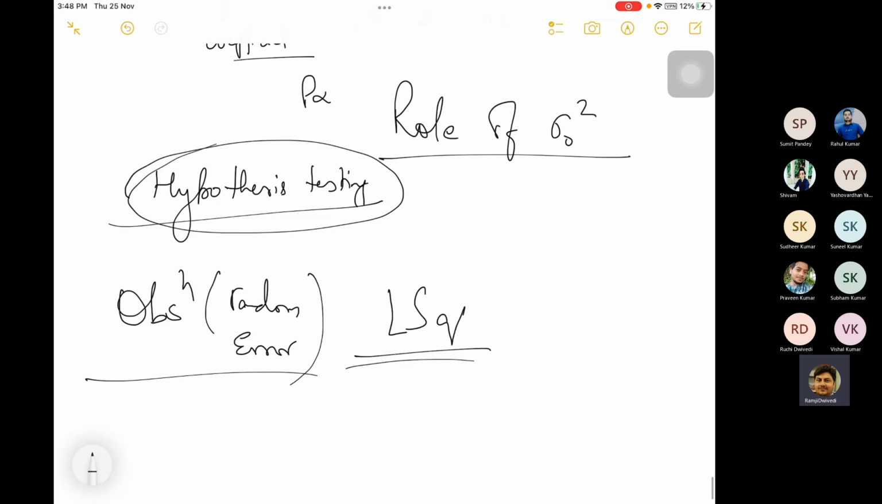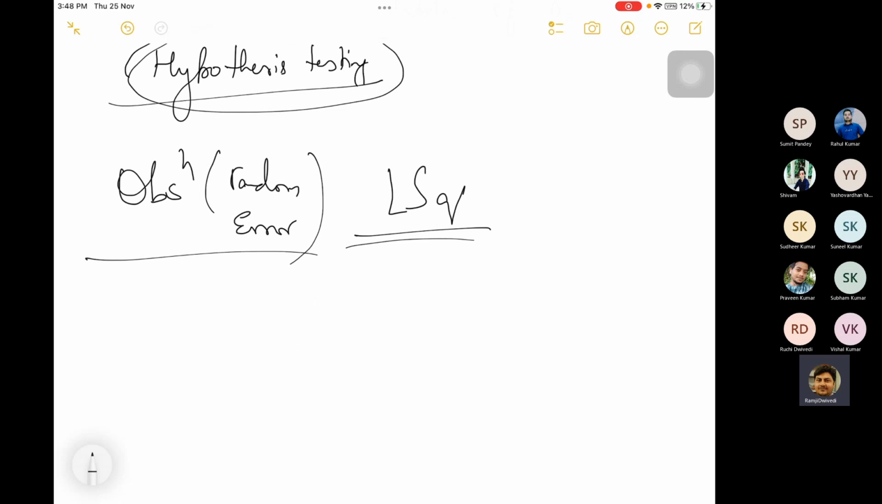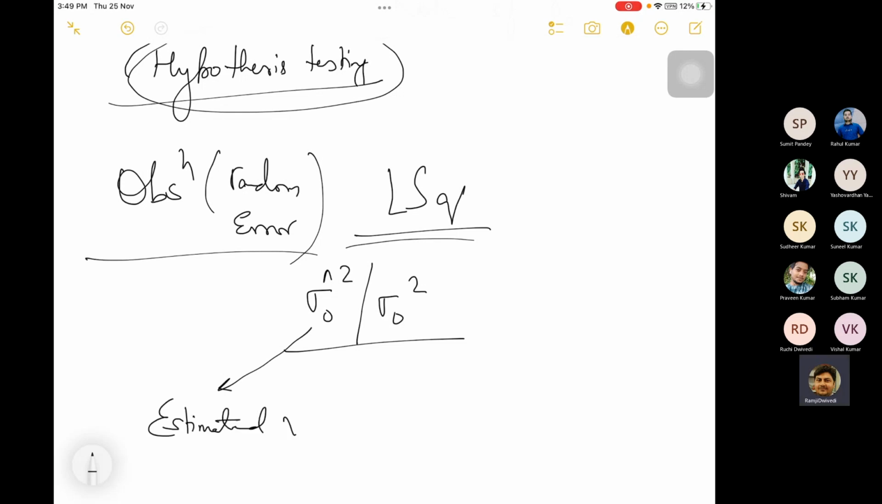So what we do in our least square assessment, we generally test these two values, or compare between these two values, the sigma naught hat square and sigma square. That means the estimated variance factor and the assumed variance factor. So this is your estimated. How? This is estimated by.